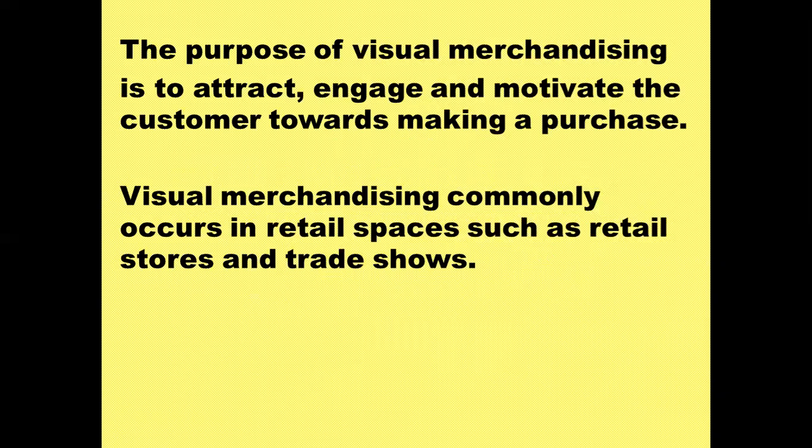So if you remember, in part 1 of our series, we had seen that visual merchandising is something that appeals to the eyes of the customer. So in order to get the customer to come inside our store to purchase some product, we have to attract, engage and motivate them. So visual merchandising is visually appealing to the customers and makes them come into our stores and purchase our products. And this kind of visual merchandising is usually in retail stores as well as in trade shows where we want to attract customers.